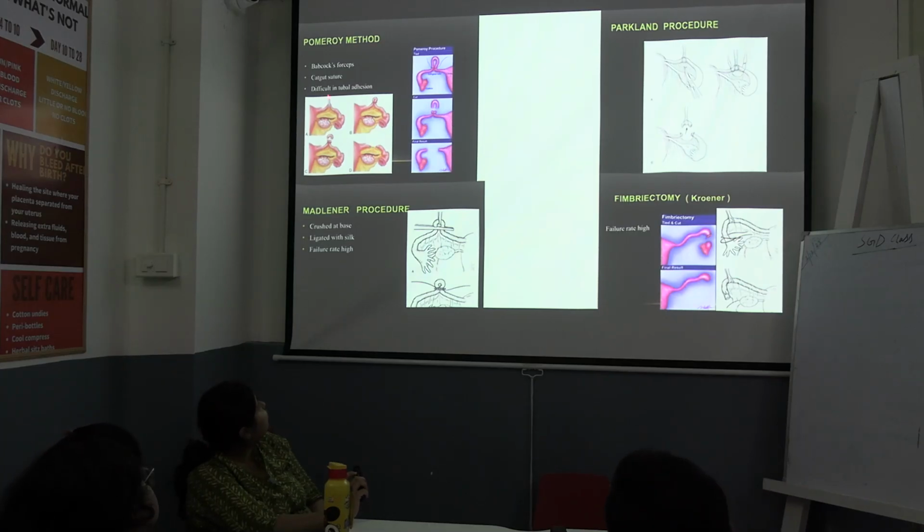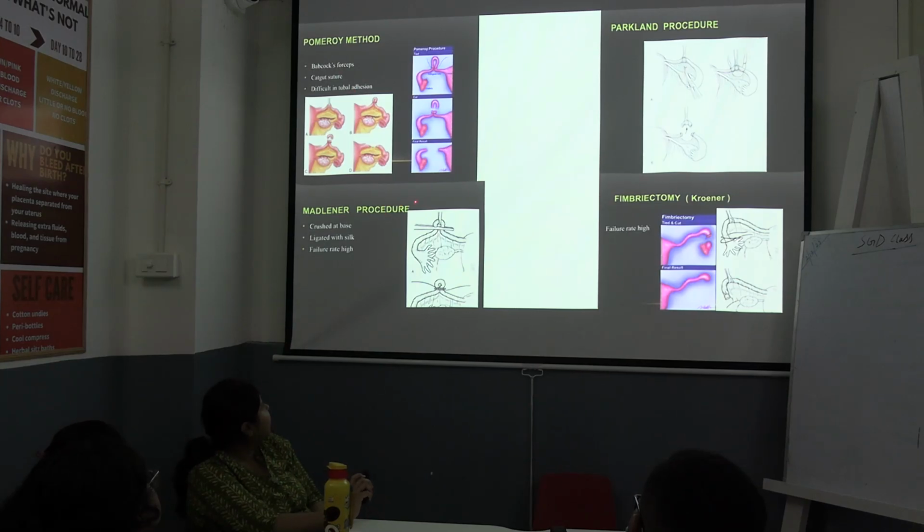This is using a catgut suture, which becomes difficult when, suppose, there is some previous history of PID and the tubes are adhered to the back of the uterus, or there is a tubo-ovarian mass. Then you cannot hold the tube like this. You cannot find an avascular structure over here so that you can pass the suture and ligate the base. So it becomes difficult in case of previous tubal adhesions.